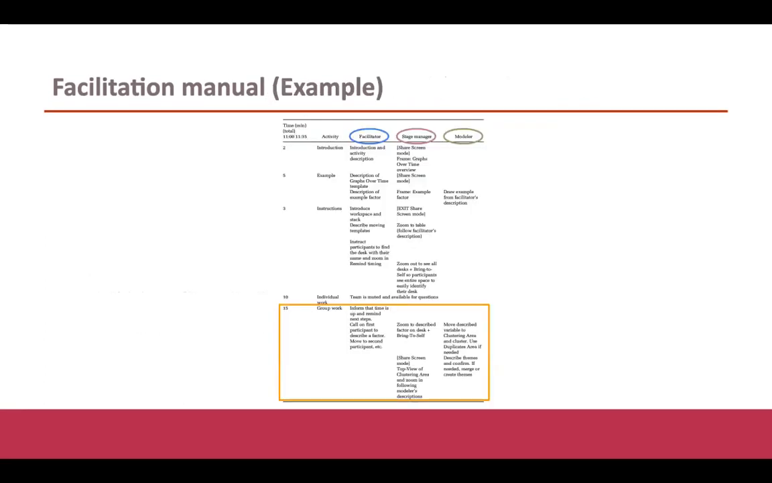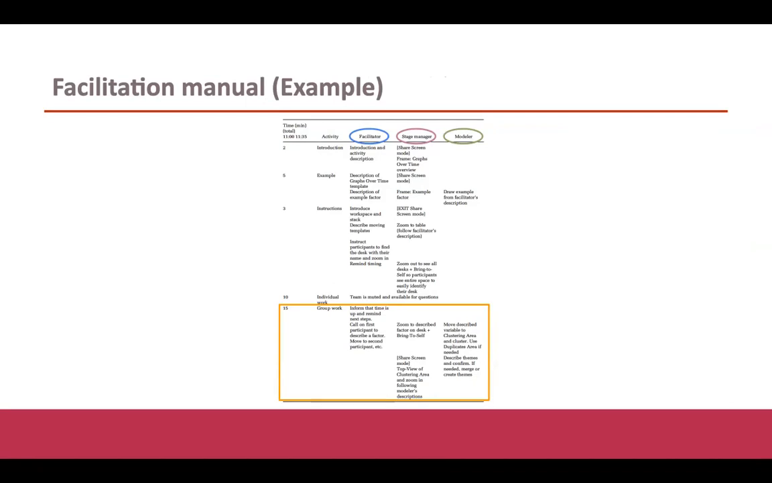Here's an example of the graph over time activity script. And as you can see, the 3 rows and tasks are described in these columns. It's such a shame that you cannot read very clearly. This is the way the entire script was developed for all activities.